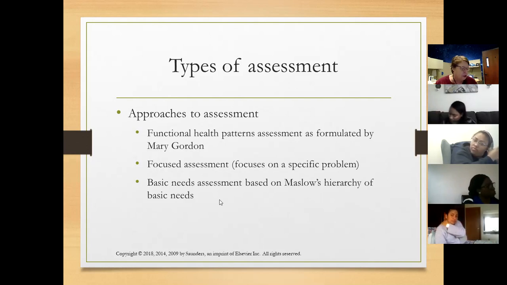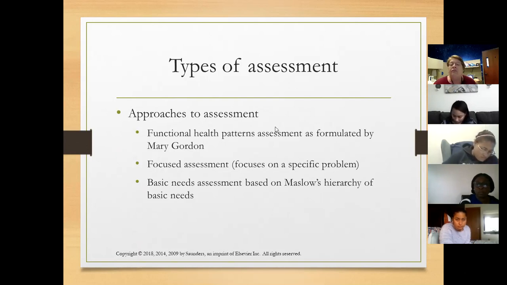What is their nutrition like? What is their elimination like? How much exercise, how much activity can they do? What is their sleep and rest? These things we're going to assess: what they're doing now, what they've done in the past, and what we want to get back to. So those are Gordon's 11 health patterns, which focus on functional things that the patient needs to do.